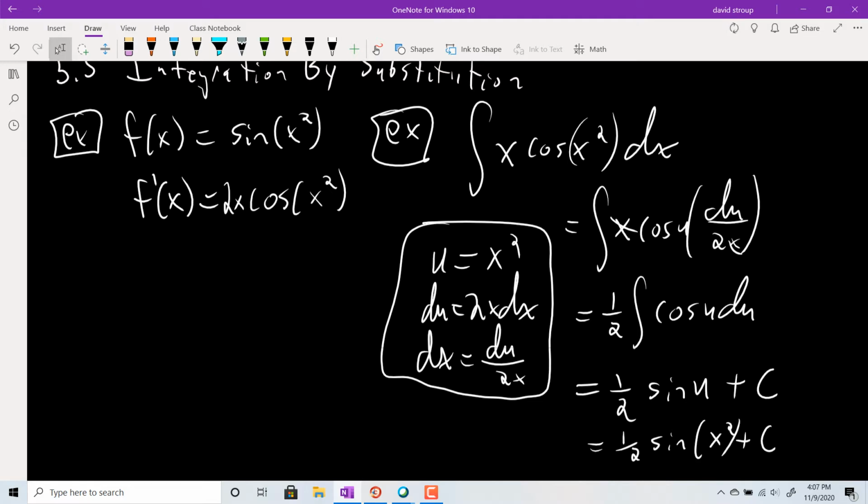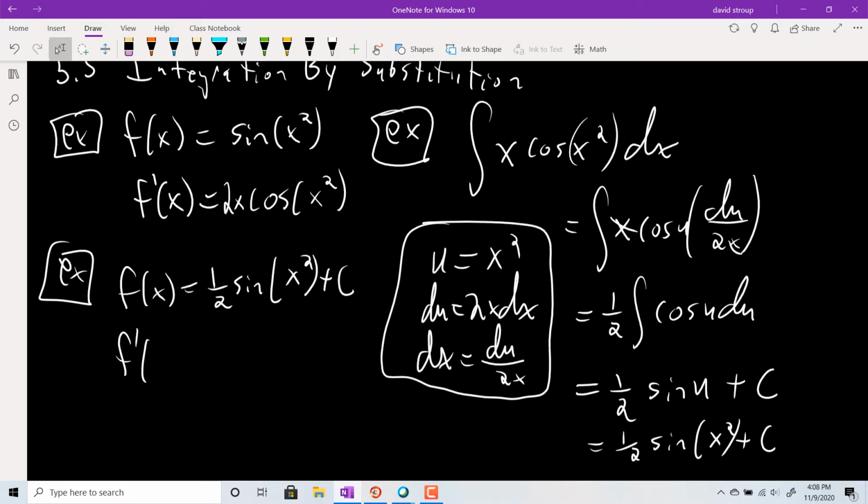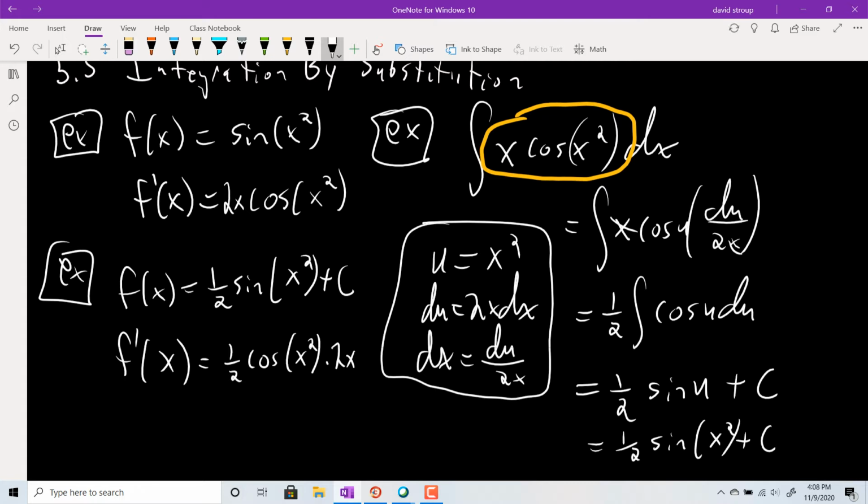Okay? And, of course, you can take that f of x equals 1/2 sine of x squared plus c, and take its derivative, f prime of x, and you should get back to the inside of this integral. So let's see if we get that. It's 1/2 cosine of x squared times the derivative of x squared, which is 2x. The derivative of c is just 0. So we end up with 1/2 times 2x, which is just x, and then cosine of x squared.